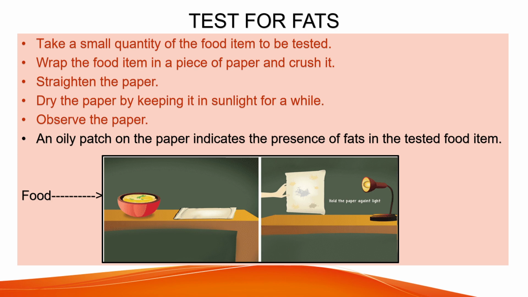So we will dry the paper by keeping it in sunlight or in front of any lamp, but be careful that the paper should not tear. After drying that paper, we observe that there is an oily patch on the paper, and this oily patch indicates the presence of fats in the tested food item.